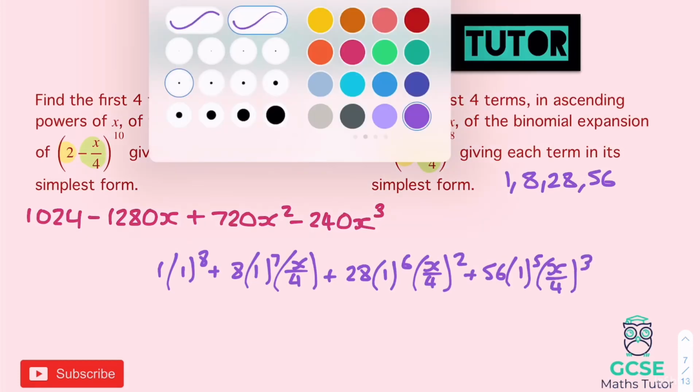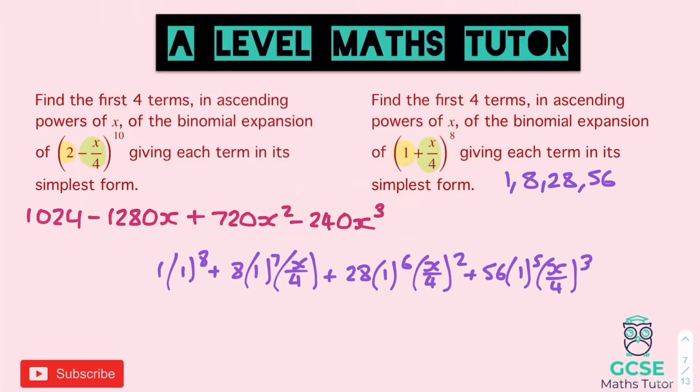Okay, so let's simplify this down. Let's see what we get. 1 to the power of 8 is 1. And we've got 8 lots of 1, so that's 8 lots of x over 4.